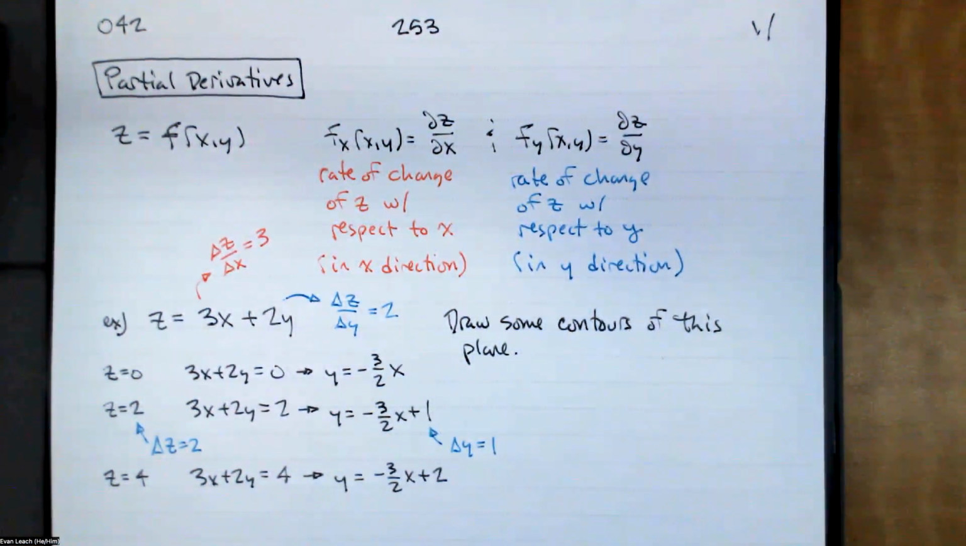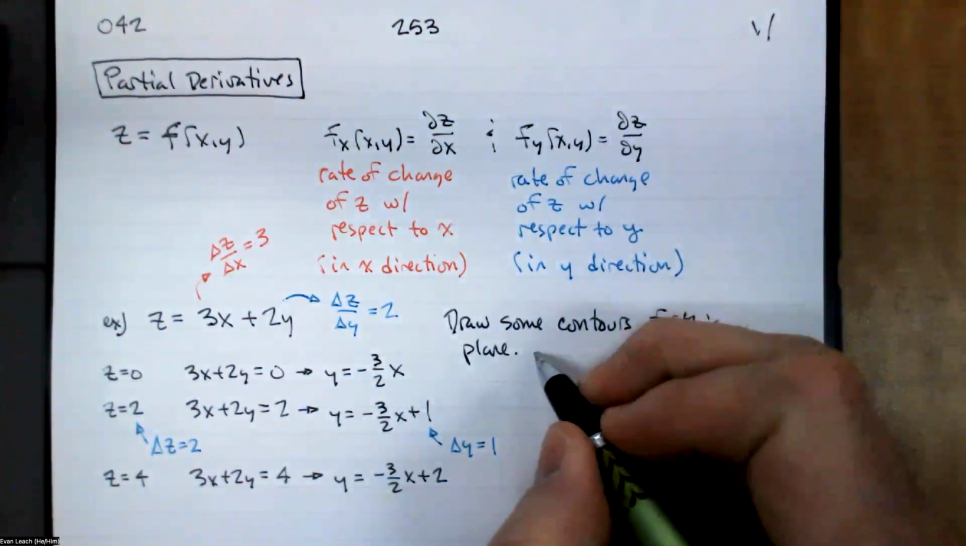And we can just keep following this. We don't even have to write stuff down anymore. We know that the contours of the plane are going to be parallel lines. So when I said draw some contours of this plane, you knew already that the contours would be parallel lines.